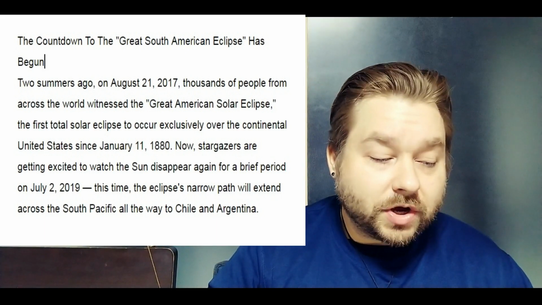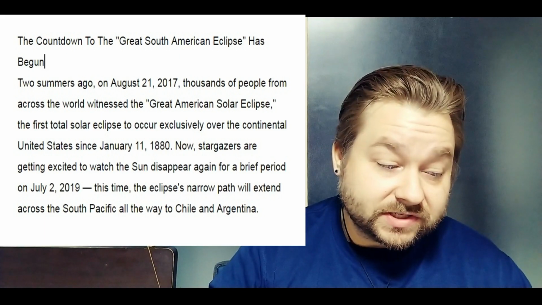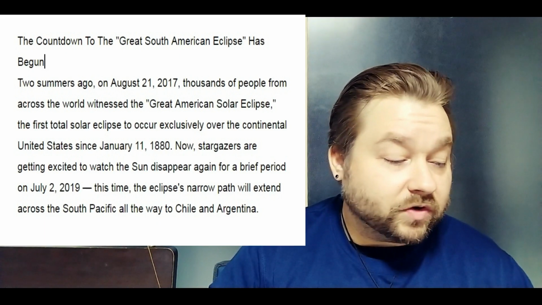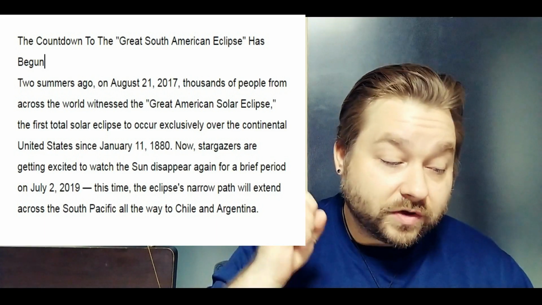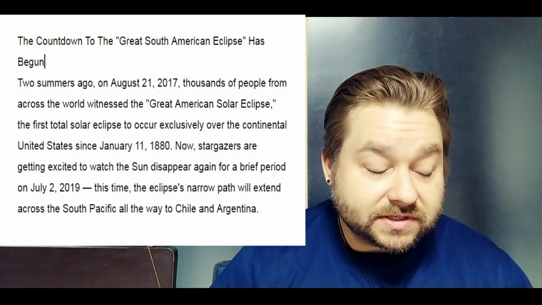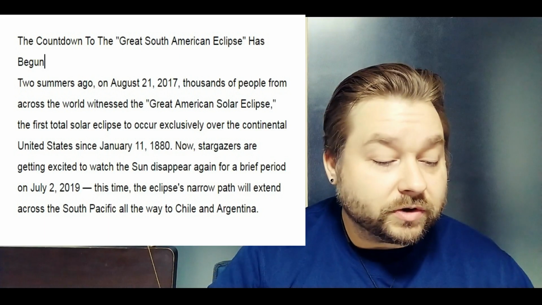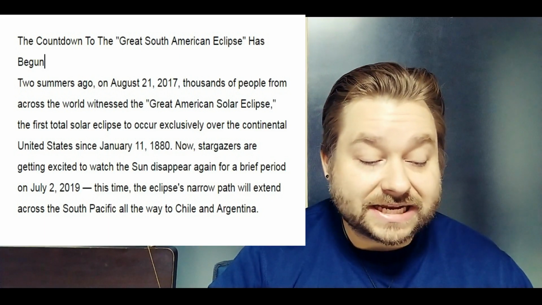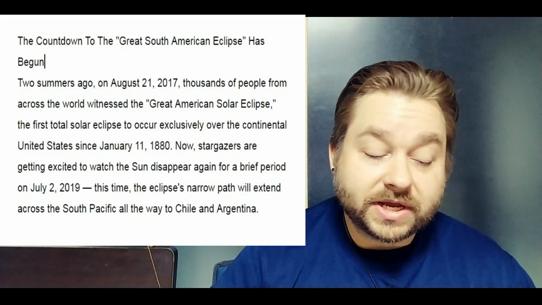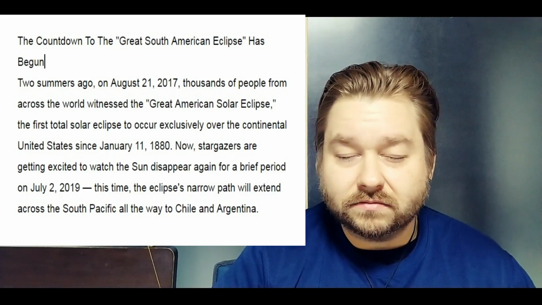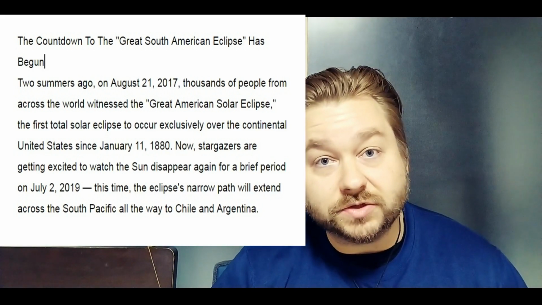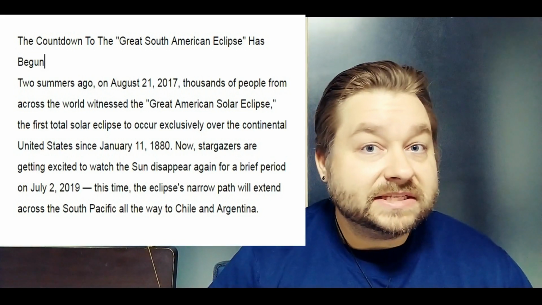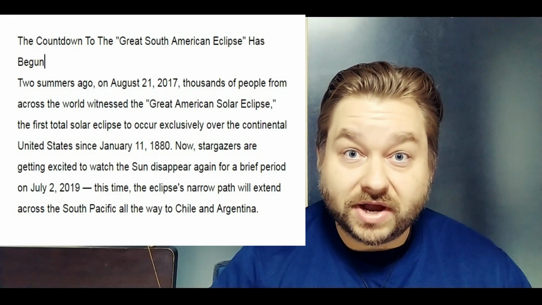Two summers ago, on August 21st, 2017, thousands of people from across the world witnessed the Great American Solar Eclipse, the first total solar eclipse to occur exclusively over the continental United States since January 11th, 1880. That sounded much better with those little pauses. So remember, you can play this video again to keep practicing.